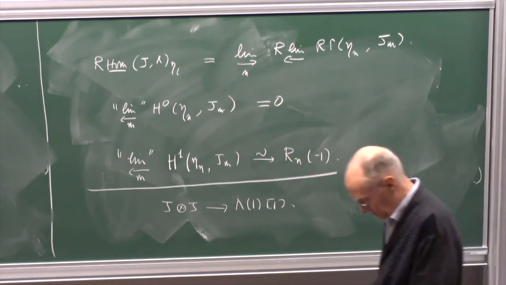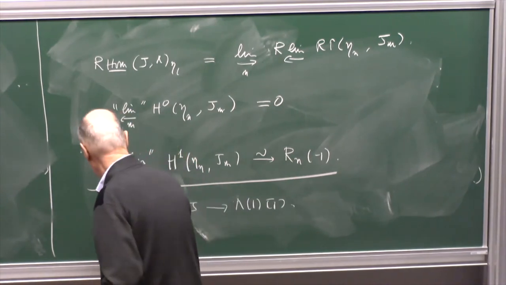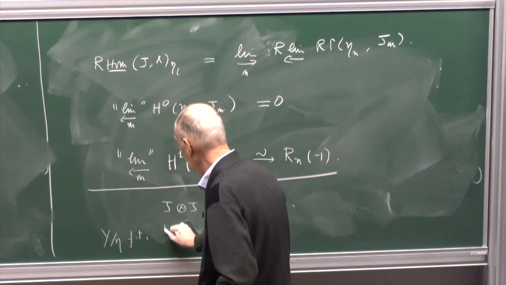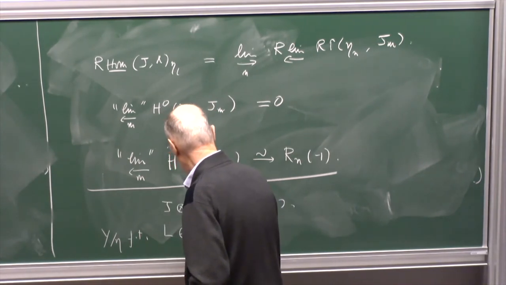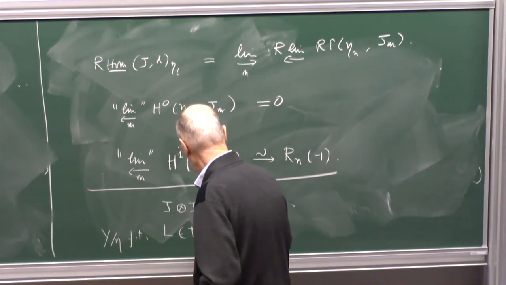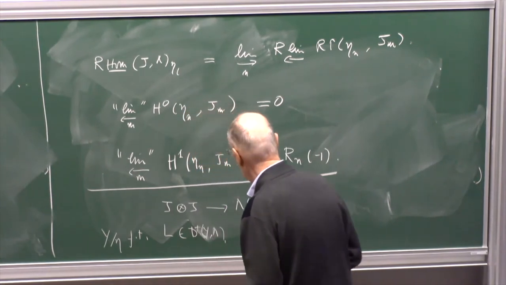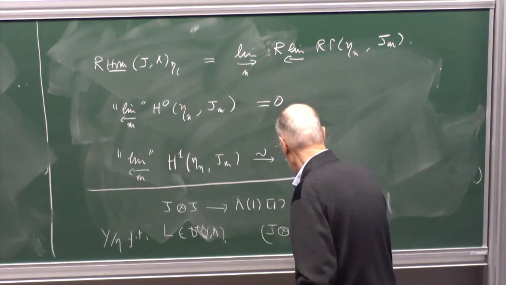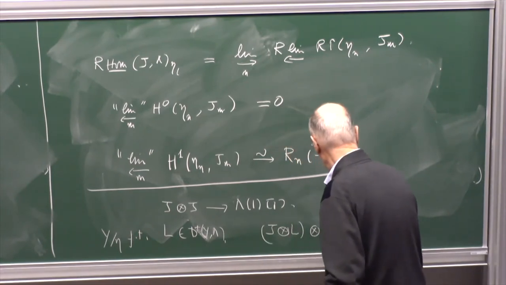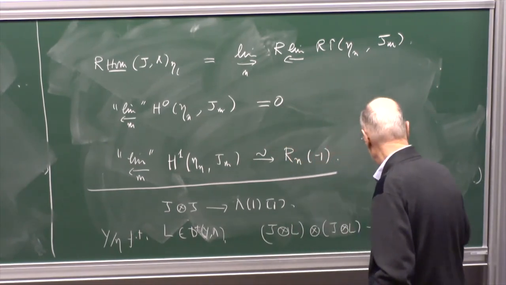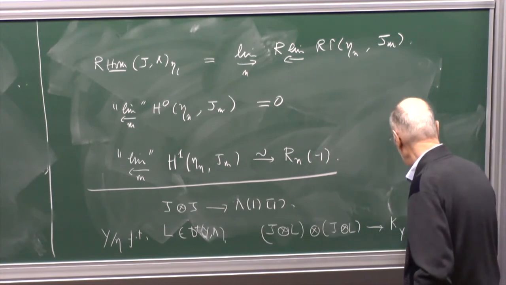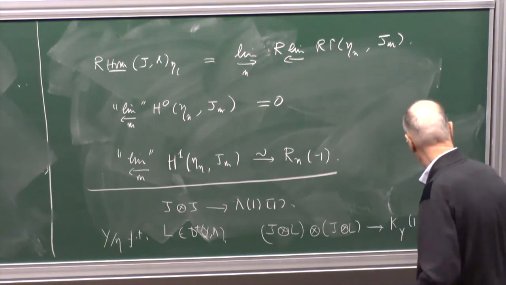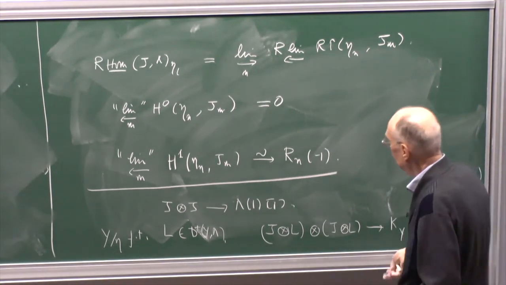Now if Y is a scheme over eta of finite type, and you take L in D plus of Y, lambda, you get a pairing J tensor L, tensor J tensor DL into K_Y(1), (1), pairing which I will denote by star.